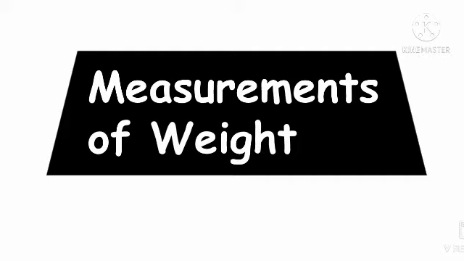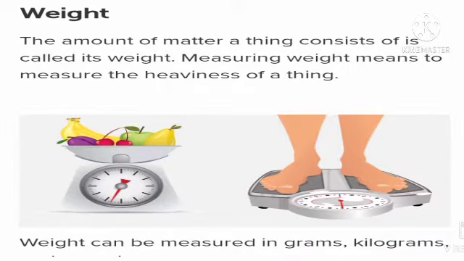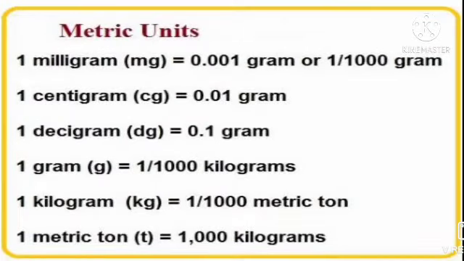Now let us see measurements of weight. Weight, the amount of matter a thing consists of, is called its weight. Measuring weight means to measure the heaviness of a thing. Weight can be measured in grams, kilograms and pounds. Here the metric units of weight are given. Here you have to know 1 milligram is equal to 1 by 1000 gram, or 1 gram is equal to 1000 milligram, and 1 gram is equal to 1 by 1000 kilogram, and 1 kilogram is equal to 1000 gram.